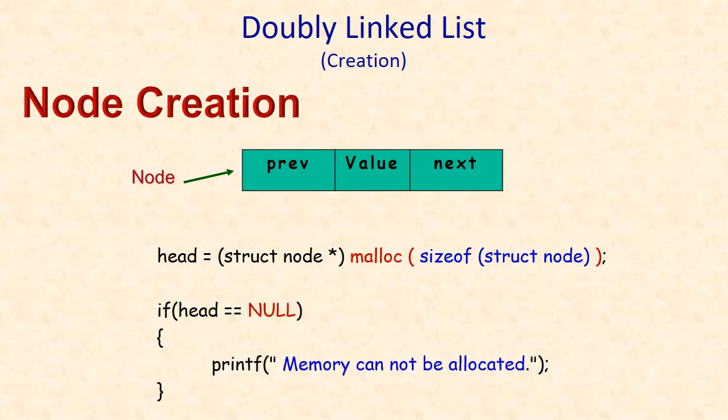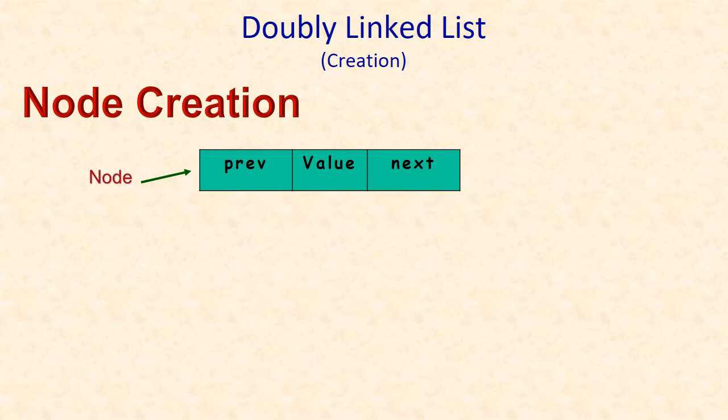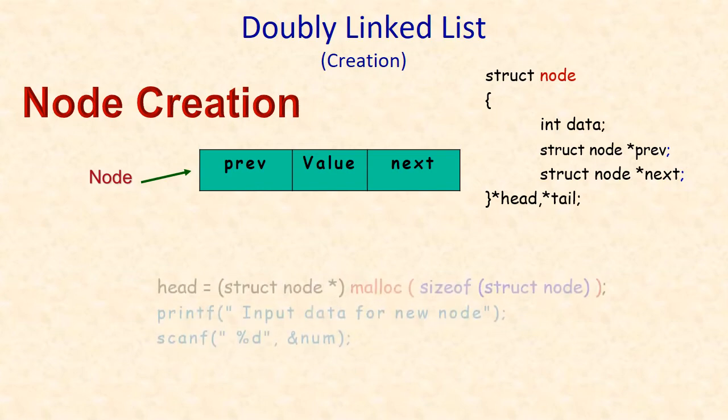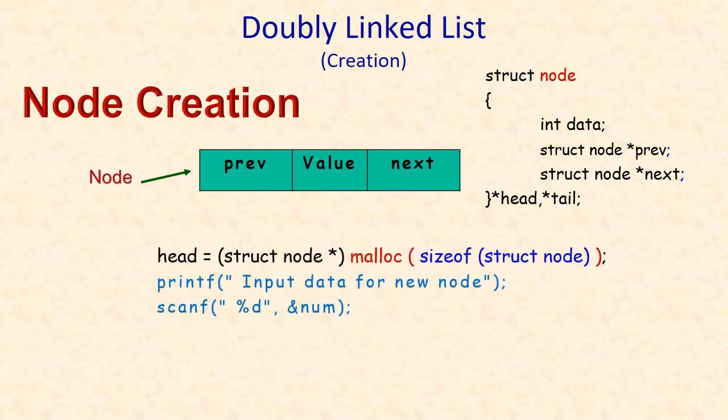Now let us go with node creation. For your reference I am also showing the structure declaration here. Now I have allocated memory to the head. After that, using a scanf statement I read a number, that is an integer value. After taking that value, I will assign it to the data part of the head node. So head data is equal to num.